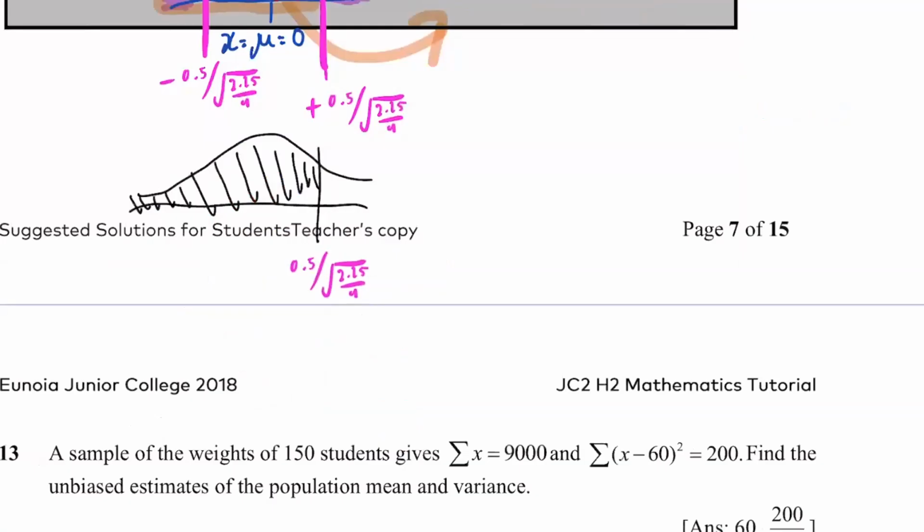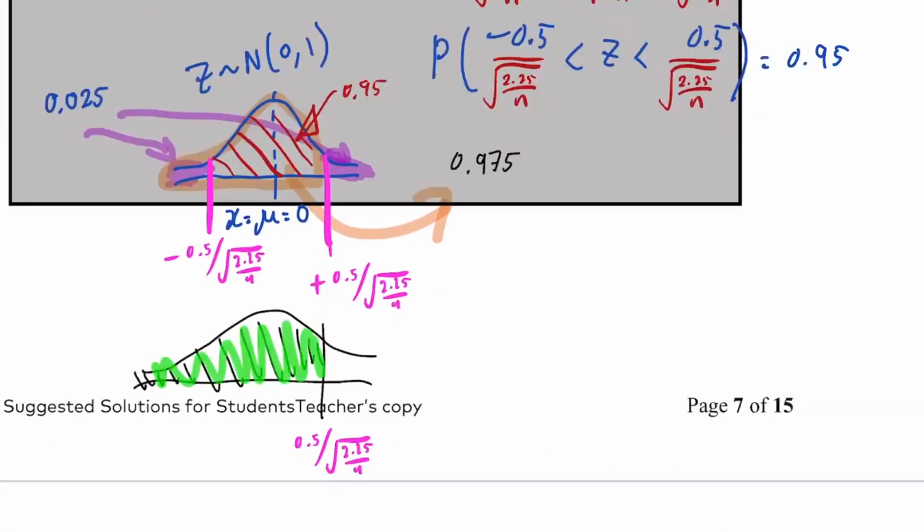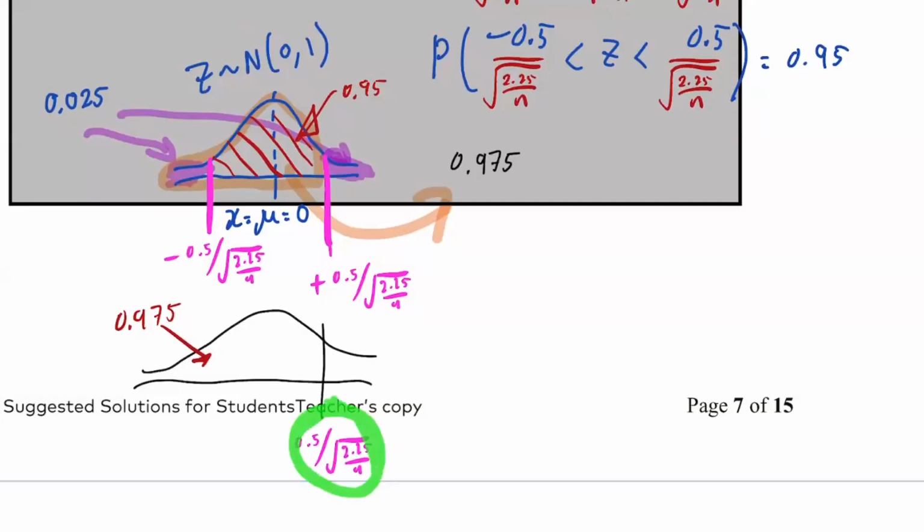That black color area that I just shaded here is 0.975. Okay, 0.975. Maybe I'll change it to red. Then how do we find the value of this x, or what we call the quantile value? Is it 1 minus 0.975?